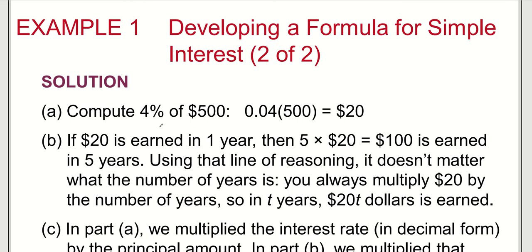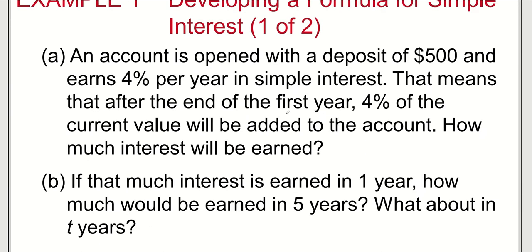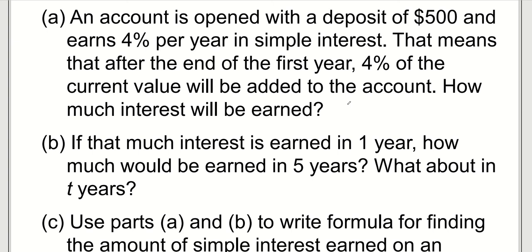Let's figure out how much that would be. So it's percent of, like we did from before. I need to change the 4% to a decimal, slide it 2 places to the left. That's going to become 0.04. Of means multiply times 500, and that would give us $20. So we would earn $20 in interest after that first year.